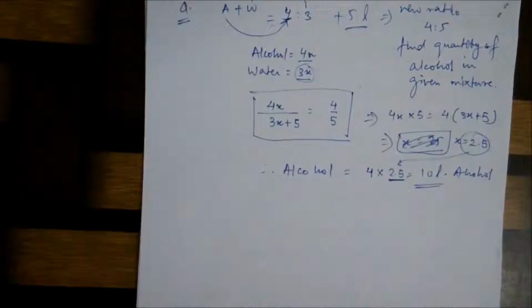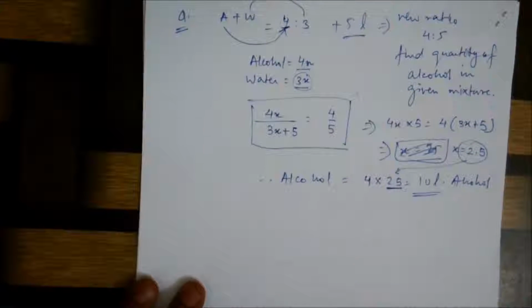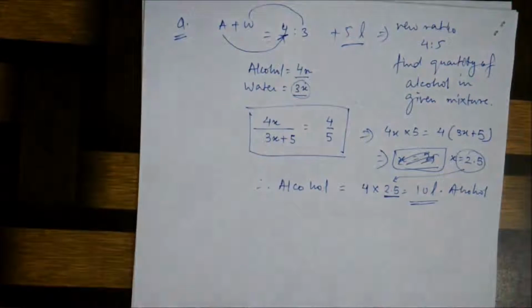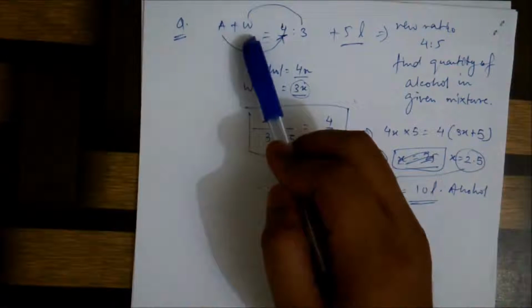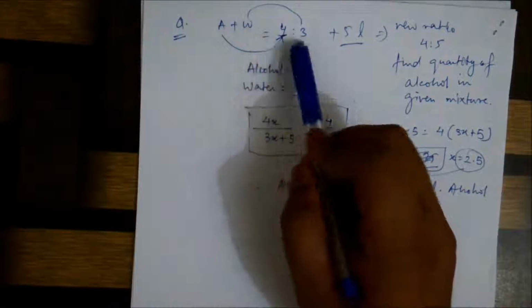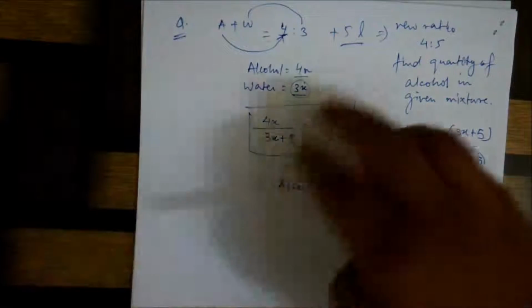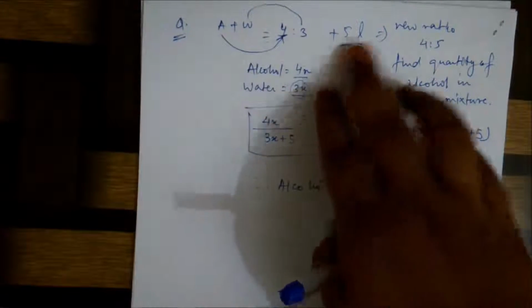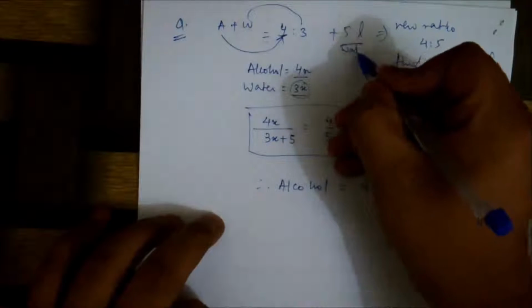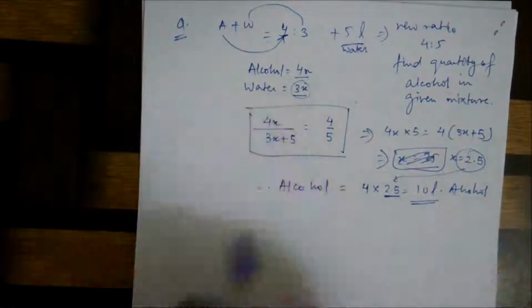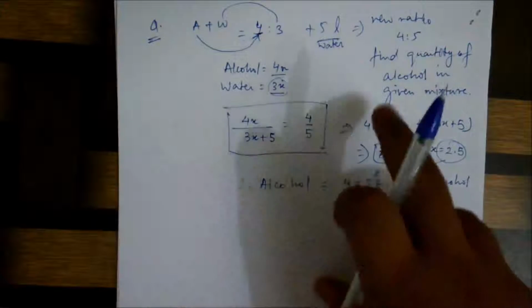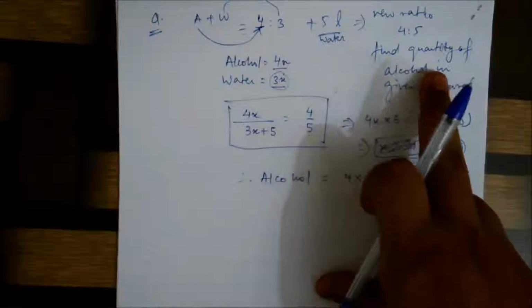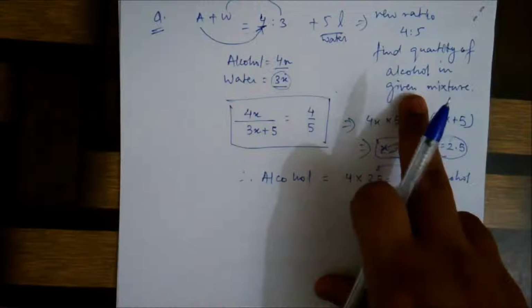So this is the last solved example for you guys. The question here states that there is a mixture of alcohol and water which is in the ratio of 4:3, and later 5 liters of water was added to that mixture, and the new ratio became 4:5. Now we need to find the quantity of the alcohol in the given mixture.